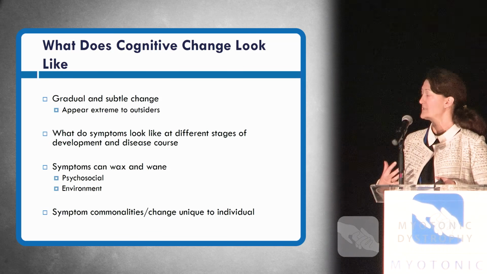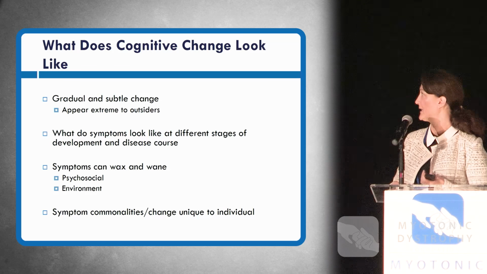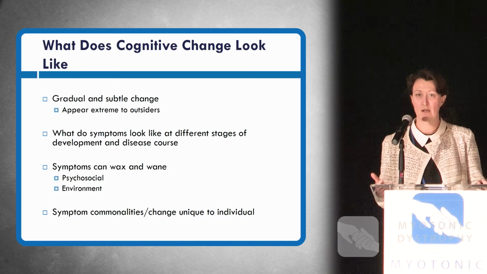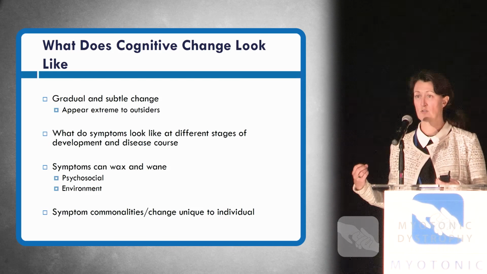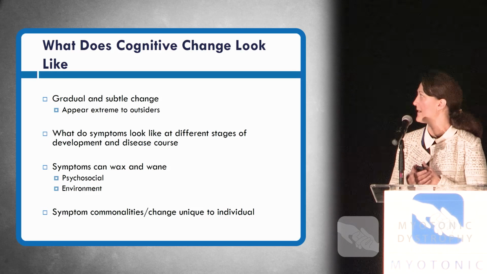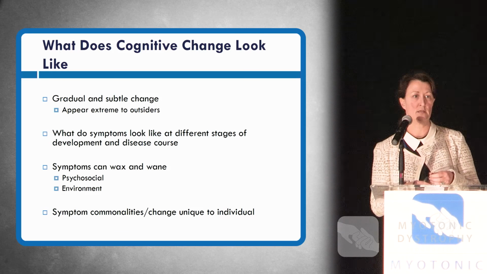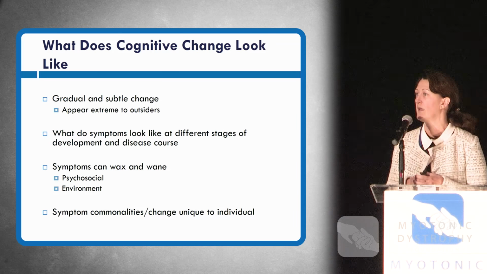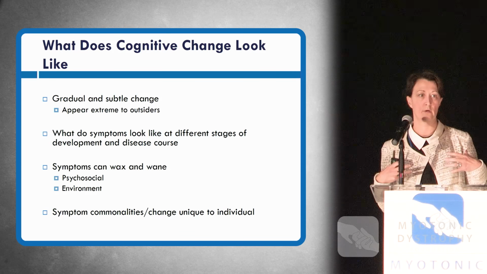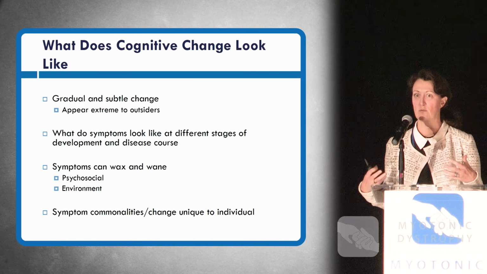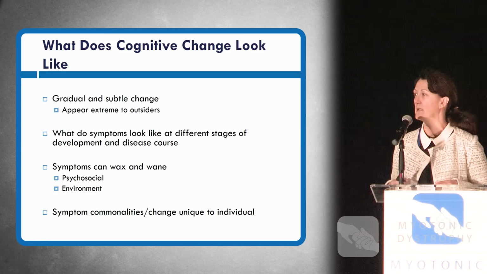So what does the cognitive change look like? For most people, it's gradual, and it's subtle changes over time. And I think Cynthia reported some data on that from their study yesterday. But to caregivers, it may look pretty extreme because you're not noticing all the effects of that, or the people that you're caring for are keeping that to themselves earlier on, so that change may appear to be pretty extreme.